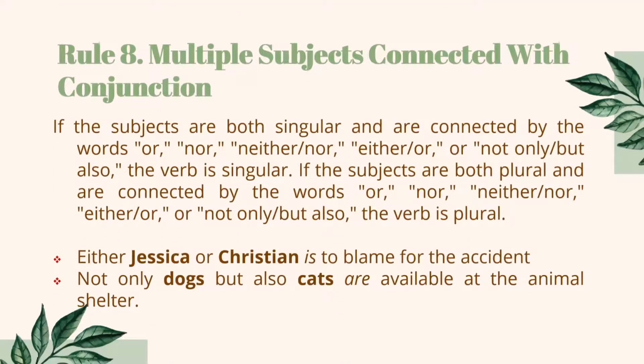Rule number 8, multiple subjects connected with conjunction. If the subjects are both singular and are connected by the words or, nor, neither nor, either or, not only but also, the verb is singular. If the subjects are both plural and are connected by the words or, nor, neither nor, either or, not only but also, the verb is plural.